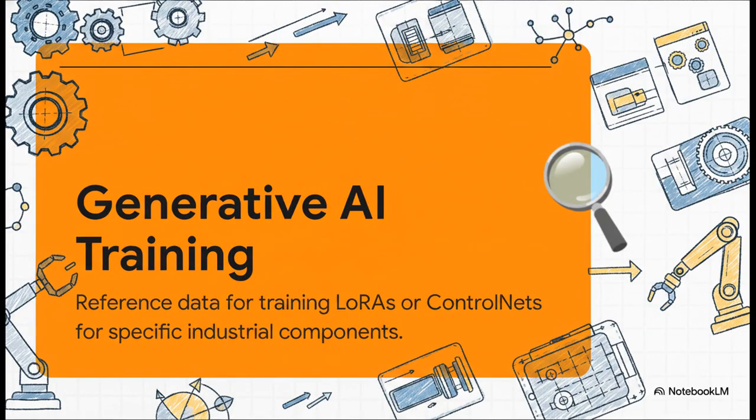Actually, I want to pause for a second and clarify one really specific use case we just touched on: generative AI training. This dataset serves as incredibly high-quality reference data for training LoRAs or ControlNets. And if you're into AI image generation, you know those are powerful fine-tuning tools that guide the AI's output. Because let's be real, it's notoriously hard to get an AI to draw a perfectly functional, mechanically accurate machine part. But by feeding models this dual-view, highly standardized data, it acts as the ultimate reference point. It helps next-generation AI models generate specific industrial components that actually make logical, structural sense.